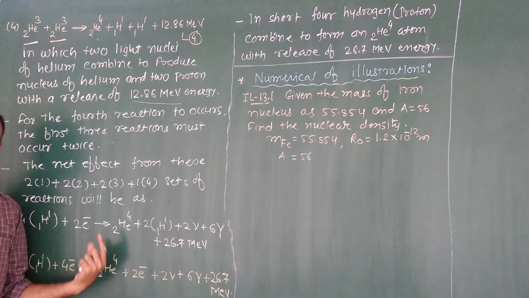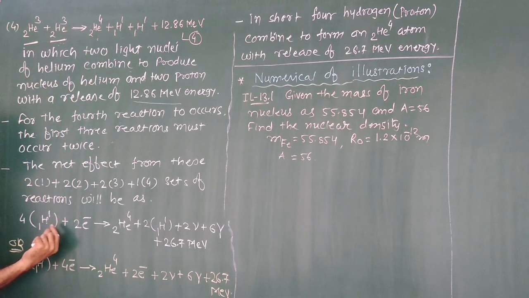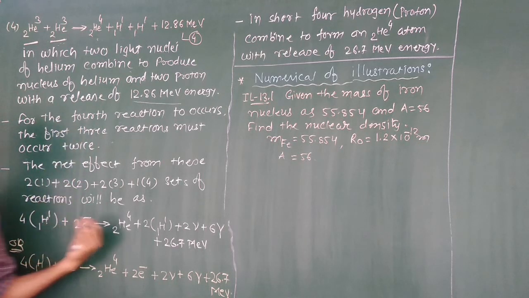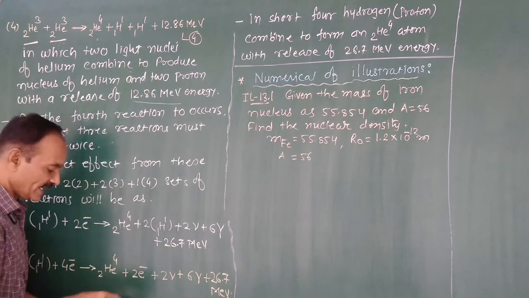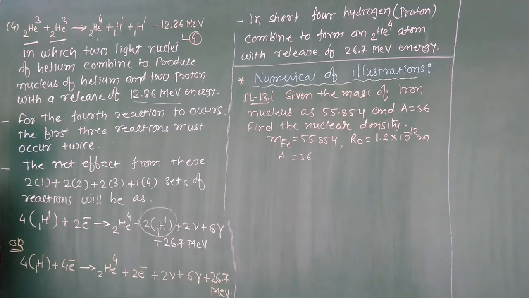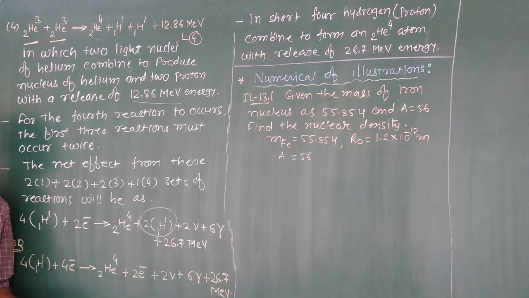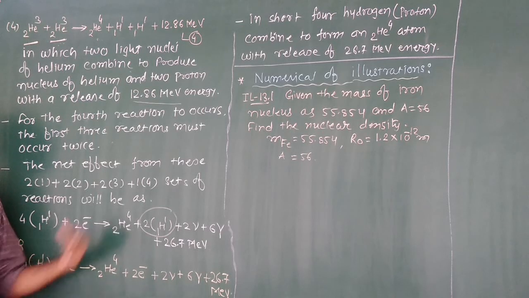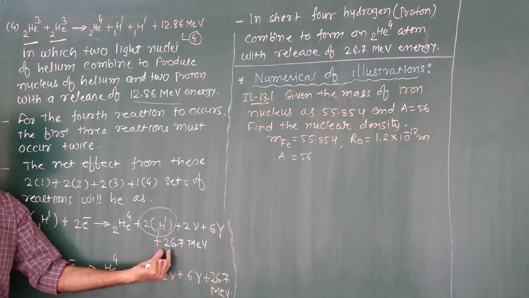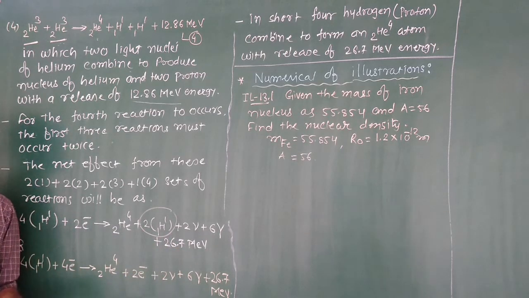During 1 proton cycle, the first reaction starts with 2 protons or 2 hydrogen nuclei. After the fourth reaction completes, we obtain 2 hydrogen as a product, and due to that, this cycle is known as the proton cycle. In 1 proton cycle, a total of 26.7 MeV energy is released.